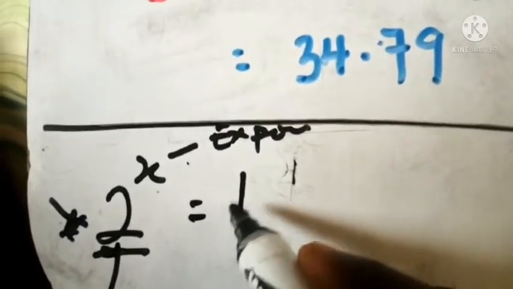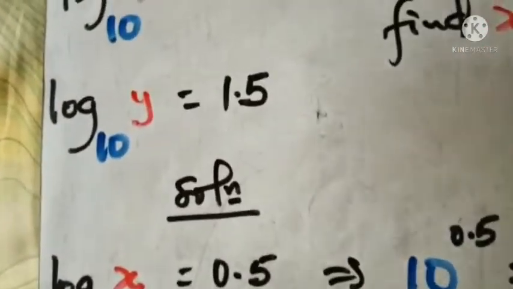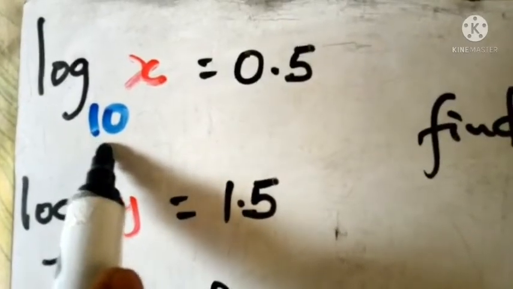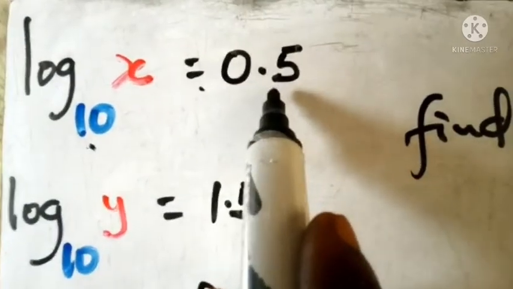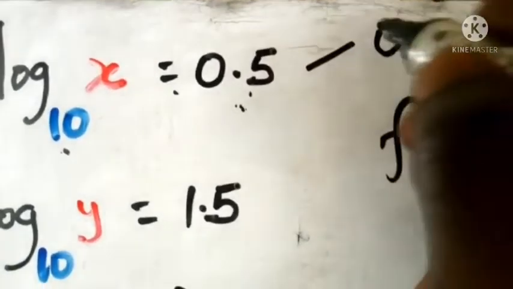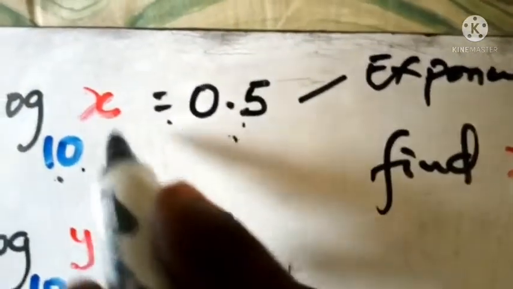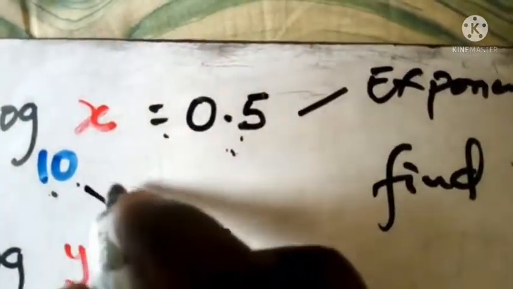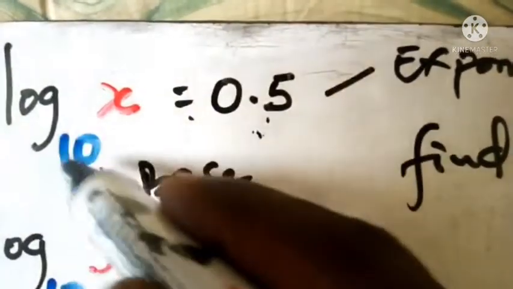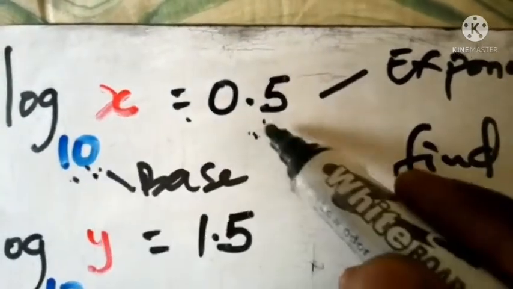So how can you rewrite this in logarithm? Look, this is the log here. What I said earlier is that log of x base, so this is the base here, is equal to 0.5. This 0.5 here is the exponent in logarithm. This is raised to the power exponent, this is the base, and of course this will be the answer. This is something that you just need to know. So log of x base 10 is equal to what?